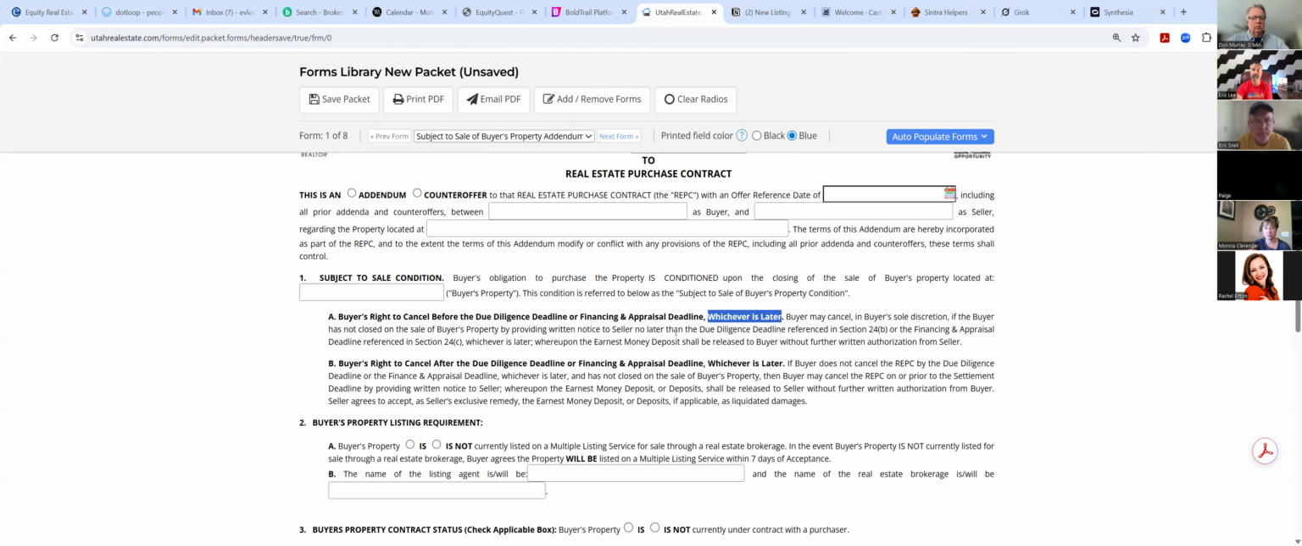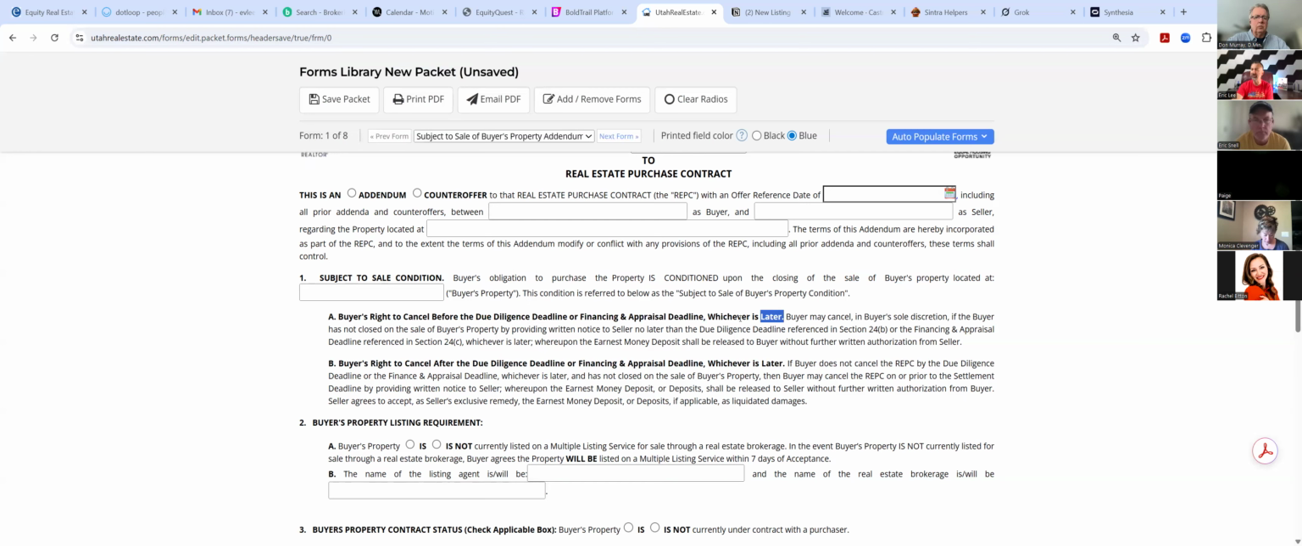Maybe it's cash. There is no finance and appraisal deadline because when we went to the purchase contract, we said it's not subject to that. And so the only thing we have is a due diligence deadline. If it's cash, maybe they're waiving their due diligence, but they do have a finance and appraisal deadline. Anyways, it's whichever is later, and it's only those two. So if they waived both deadlines, this is a tough form to use. They pretty much need to have one of those deadlines in place.